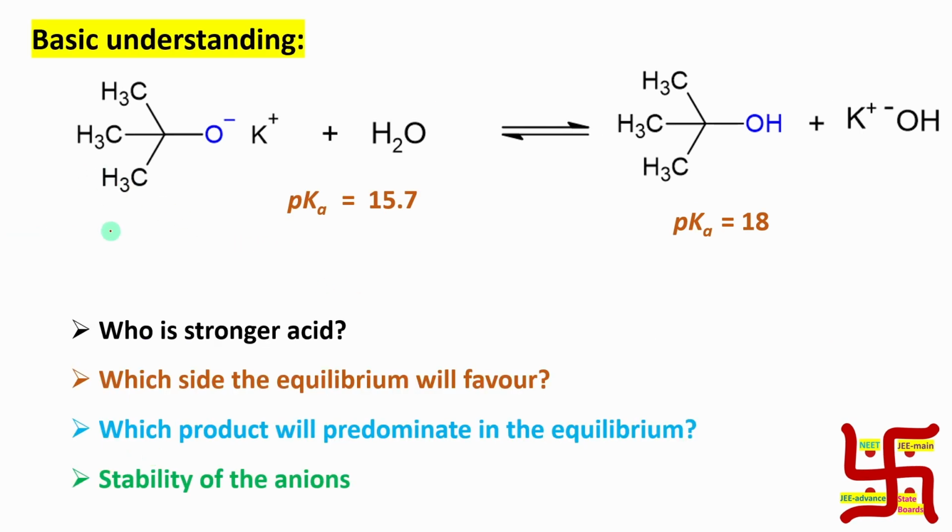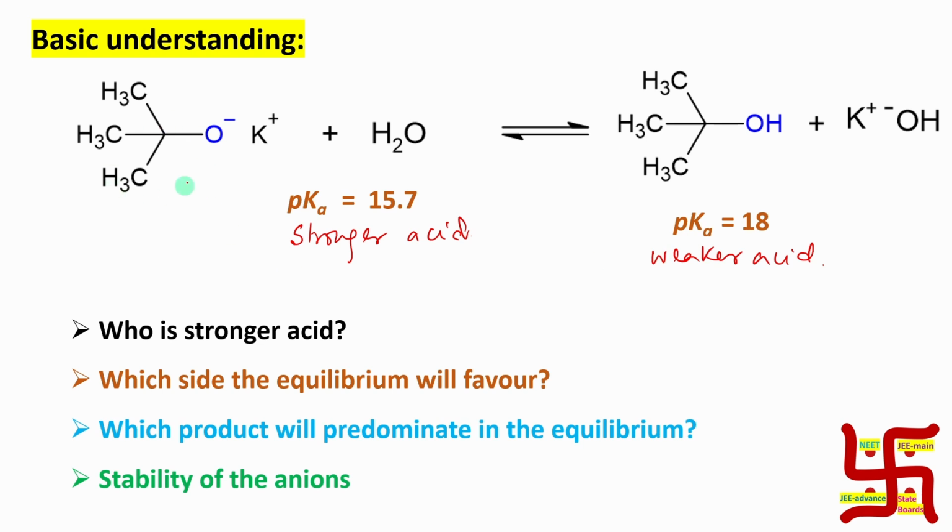Now if you look at here, this is a tertiary butoxide. By the way, first question, who is the stronger acid? Now acidity is decided by looking at the pKa value. Lower the pKa value, higher the acidity. So I can say here water is actually the stronger acid compared to this alcohol. So this alcohol is the weaker acid.